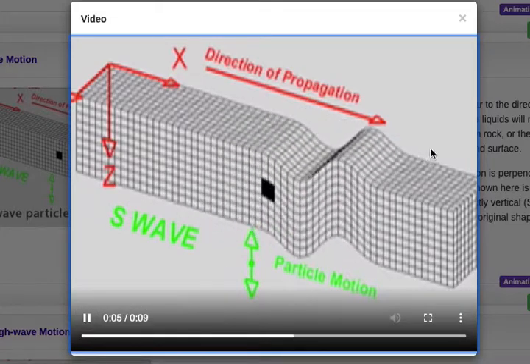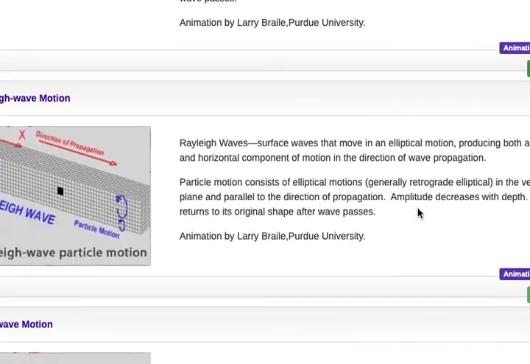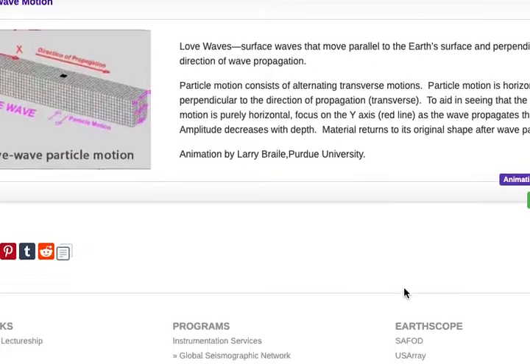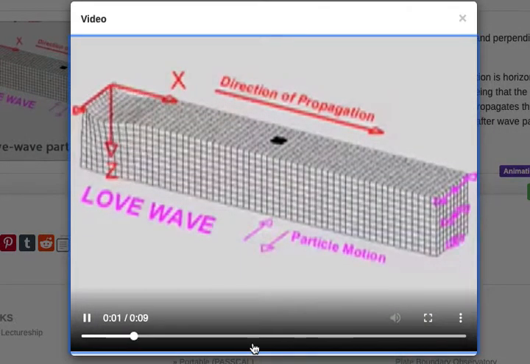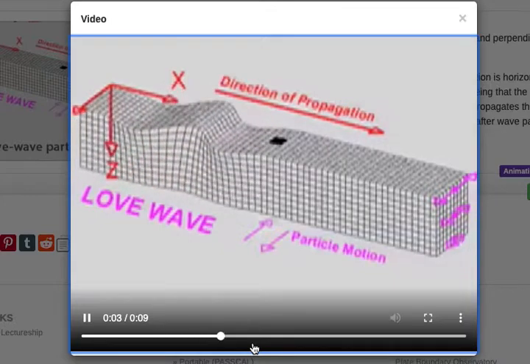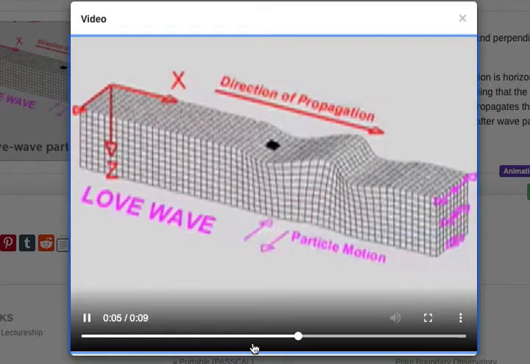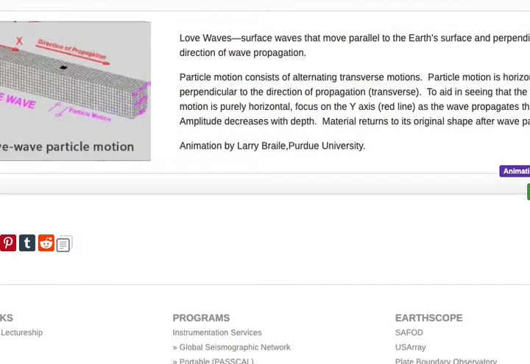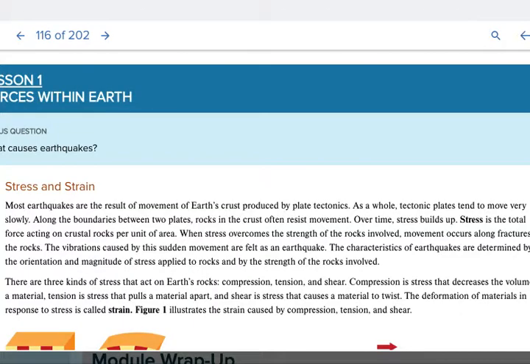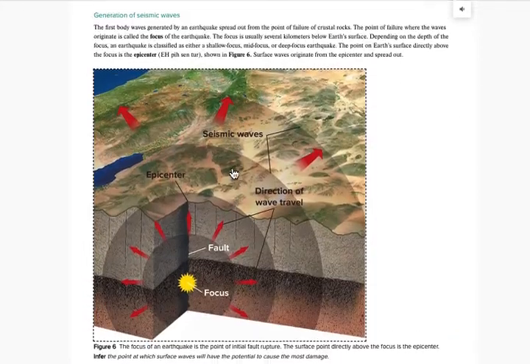There's the S wave. And then here is the surface wave. Okay, so let me move back to here.